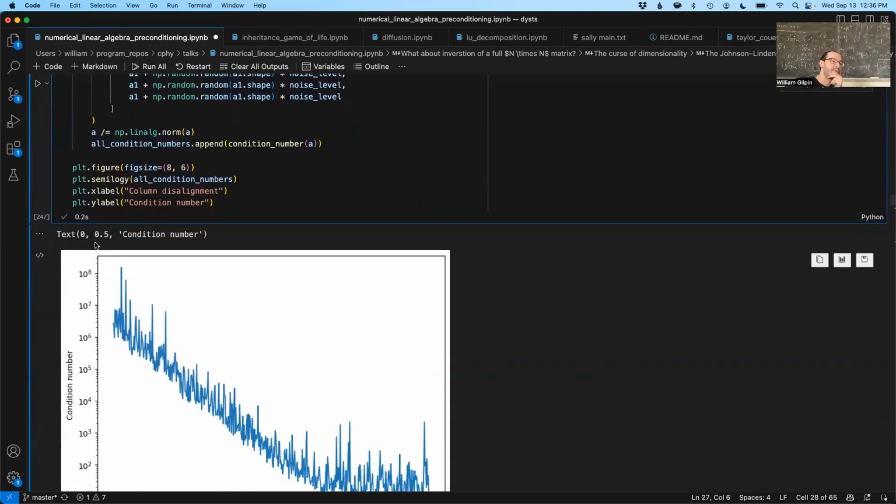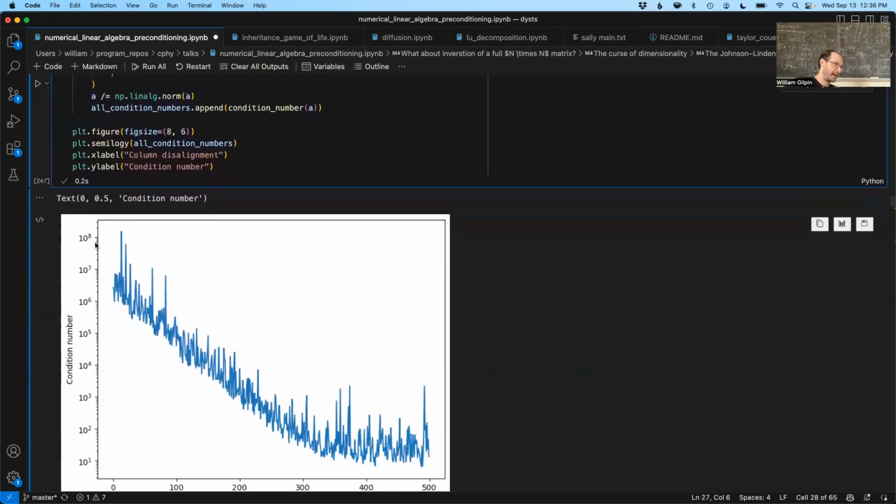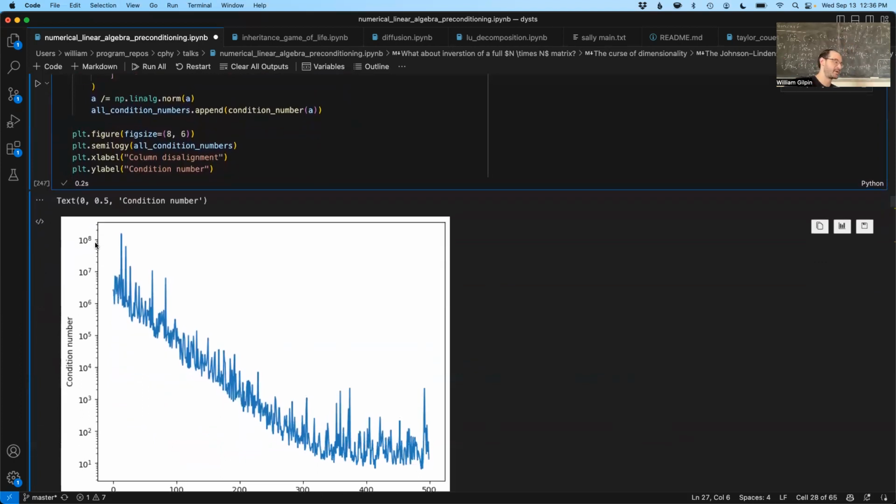Okay, so that's condition number, but just think of it as if it's big, that's bad. And if it's big, that suggests that at least 2 of your column vectors are close to parallel to each other. That's basically what it's telling us.